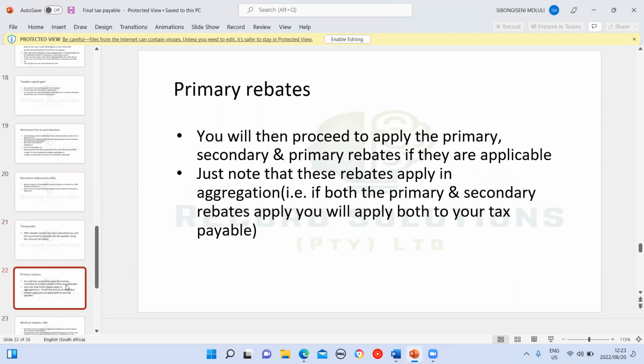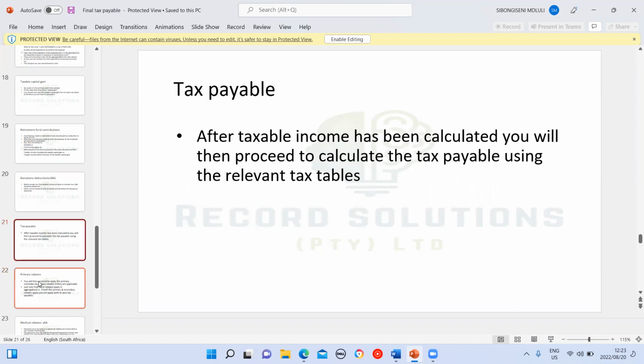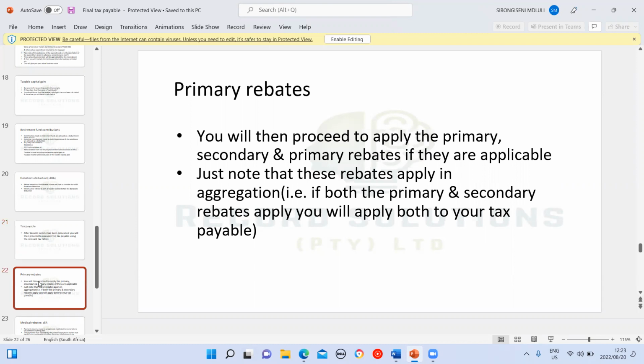Then in terms of your rebates, after you've calculated this simple tax payable calculation, you'll apply your rebates. I wrote primary rebates there, sorry for that, but I meant rebates. So for your rebates, you'll proceed to apply the primary, secondary, and tertiary rebates. Sorry, this is also a mistake here. It should be tertiary rebates. So you then proceed to apply the primary, secondary, and tertiary rebates if they are applicable.